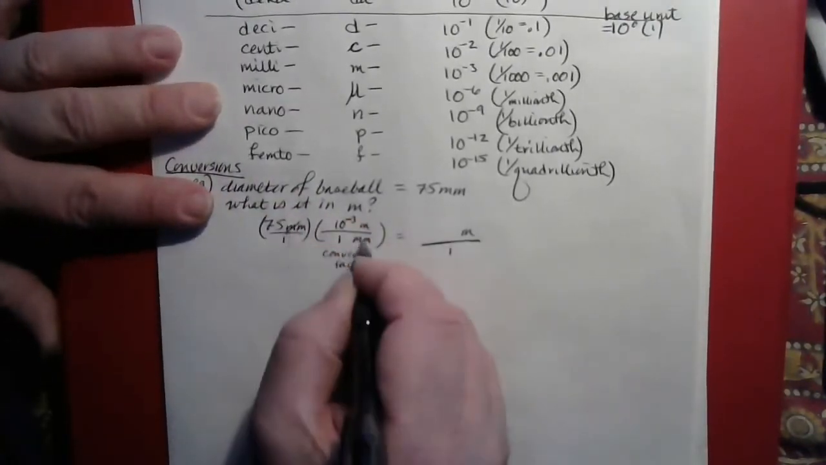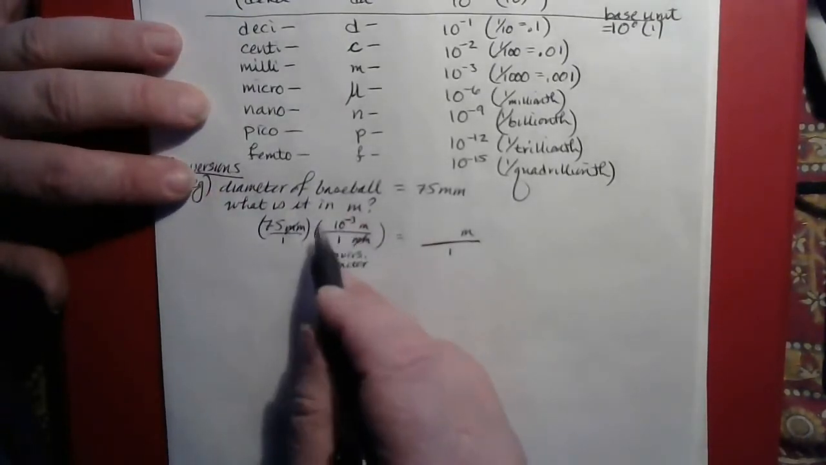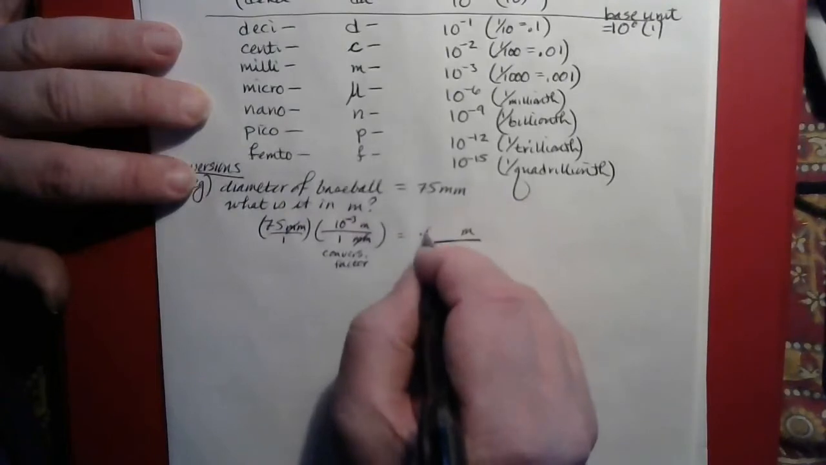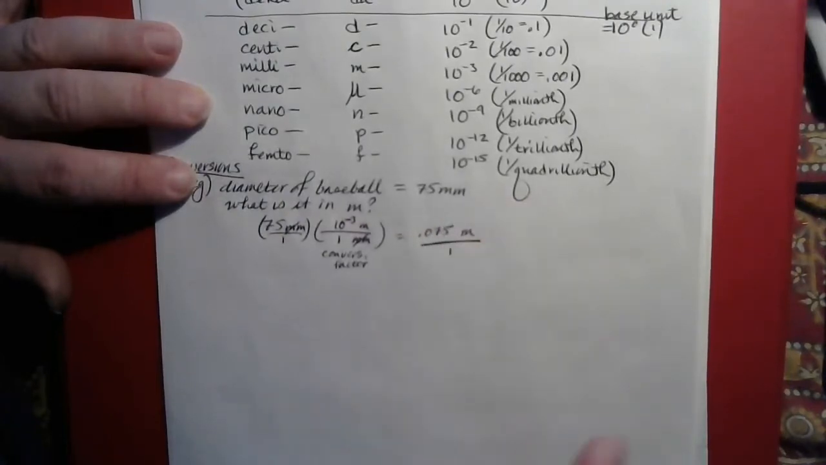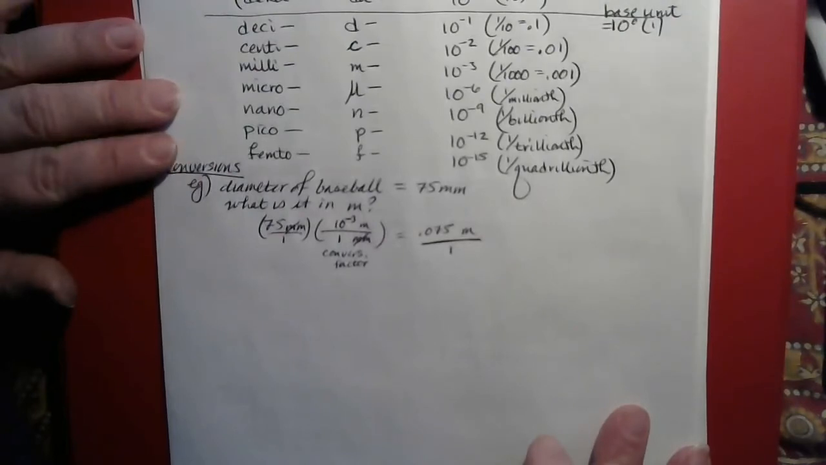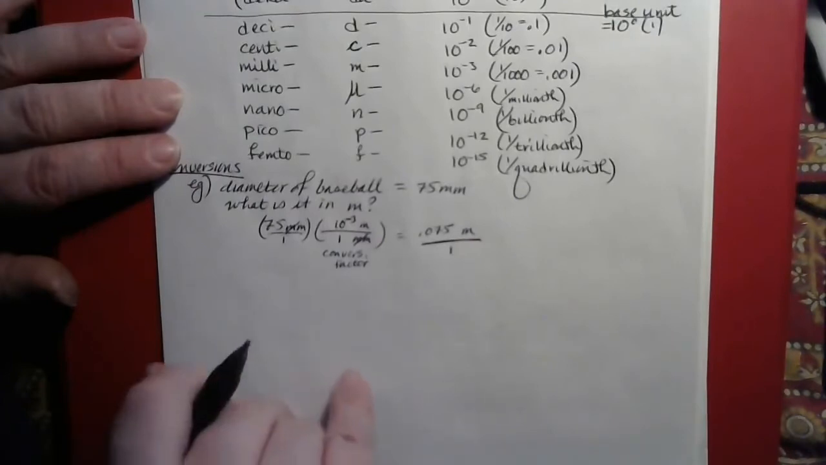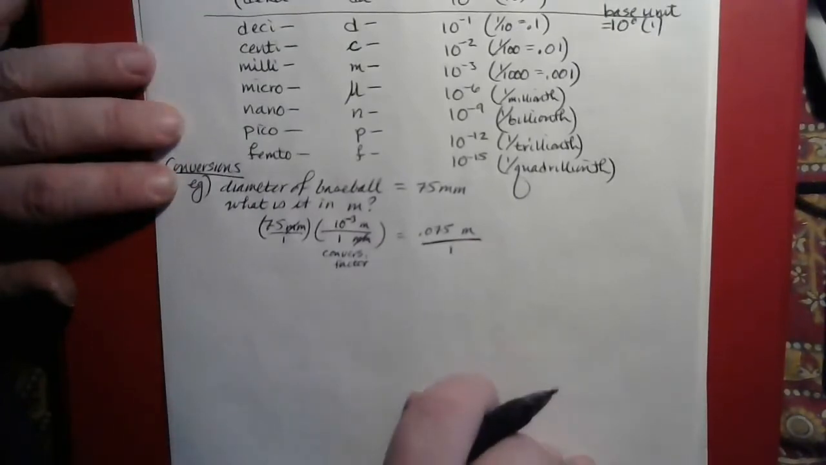Now we see that the units millimeters will cancel out, and 75 times 10 to the minus 3 would be 0.075 meters. So that's how you can use the values of the metric prefixes to do unit conversions.